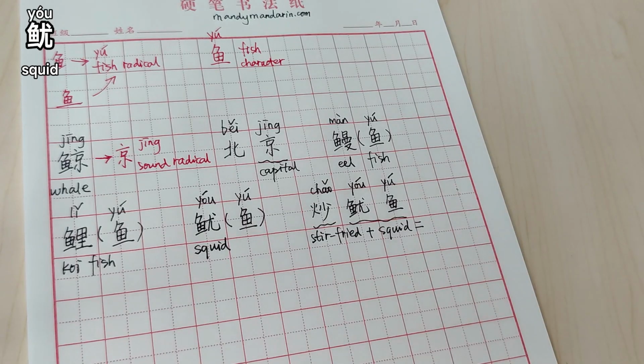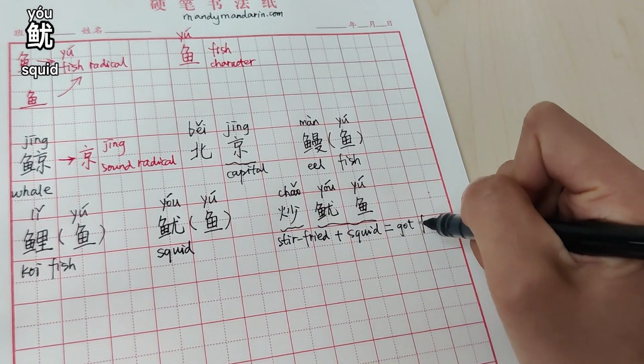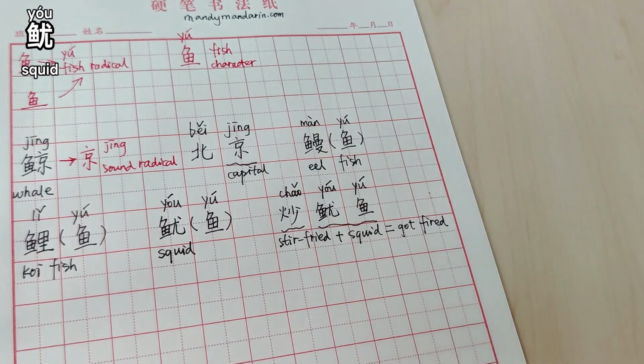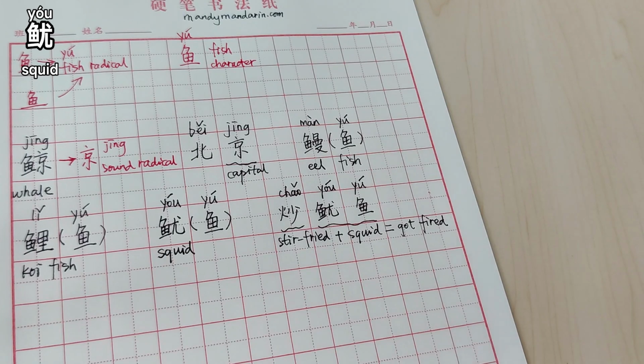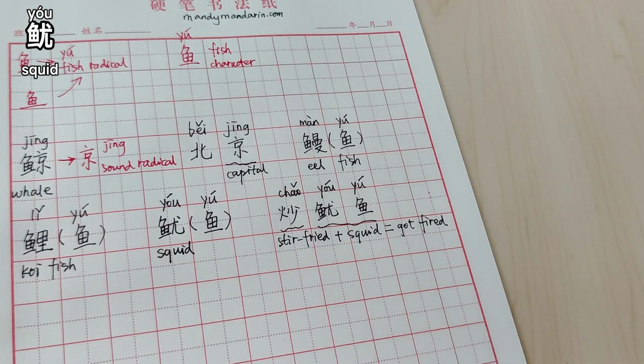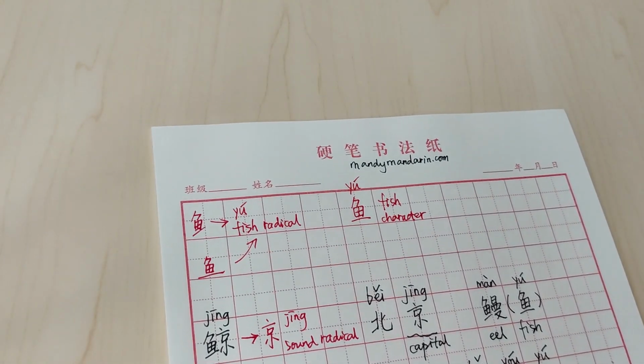But more importantly, this is a slang, 炒鱿鱼, which means got fired. So just picture this. You are working in a company. So let's say you are the squid in the ocean. And when you got fired, you are kicked out of the ocean and you will dry out. Okay, let's go back here.